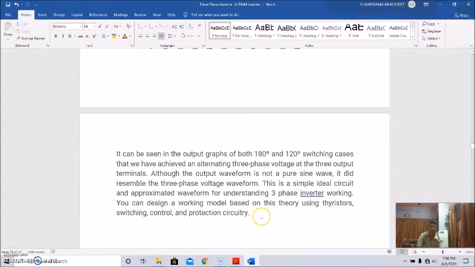It can be seen in the output graphs of both 180 degree and 120 degree switching cases that we have achieved an alternating three-phase voltage at the three output terminals. Although the output waveform is not a pure sine wave, it resembles the three-phase voltage waveform. This is a simple ideal circuit and approximated waveform for understanding the three-phase inverter working.